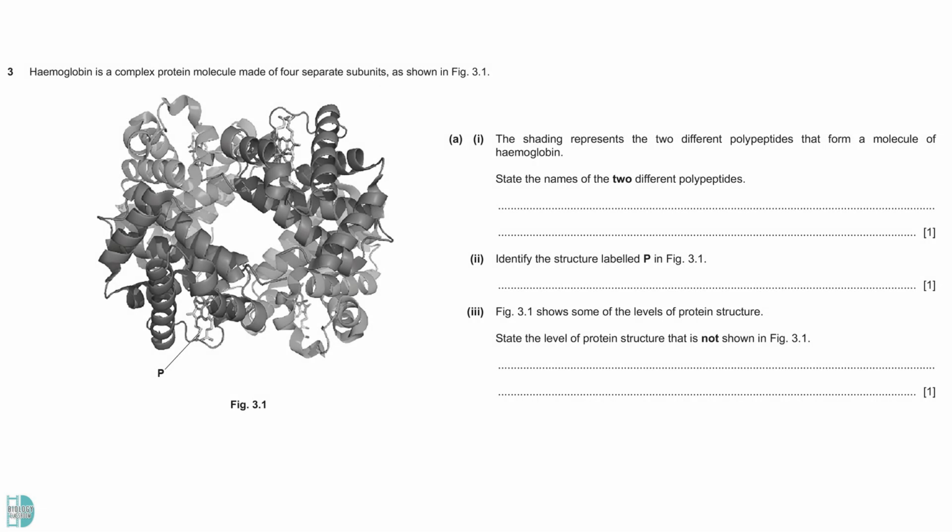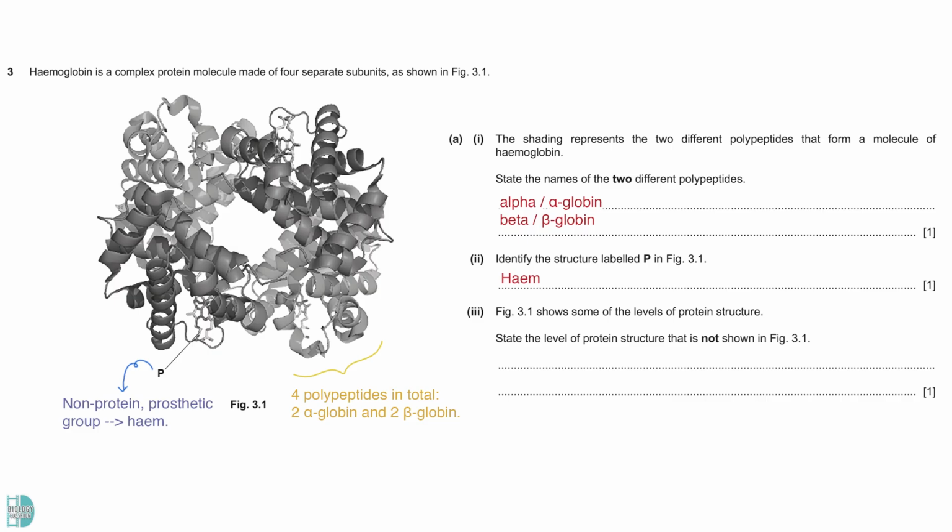Question 3 shows a hemoglobin molecule. There are 4 polypeptides in a molecule. 2 are the alpha globin and another 2 are the beta globin. P is the non-protein group found in hemoglobin. It is a prosthetic group called the heme.